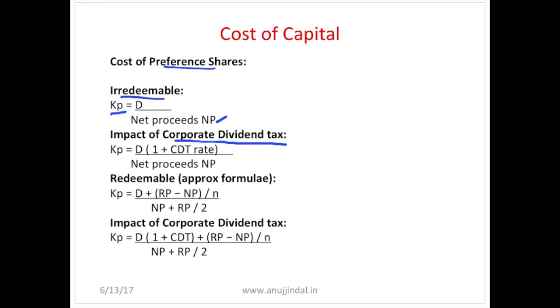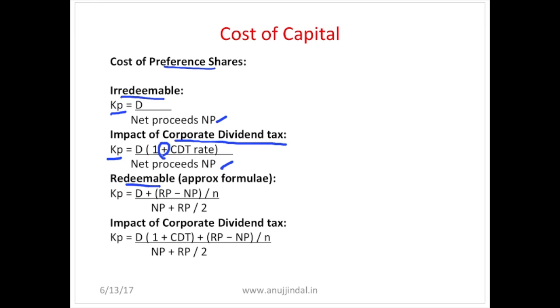This is very important because it was not asked last year in the examination, but this is a higher level of finding out cost of capital, and therefore it can be asked this year. So Kp, or cost of preference share, becomes D(1 plus corporate dividend tax rate). Rather than reducing by the tax rate, you add the corporate dividend tax rate in case of preference shares, wherein the impact of corporate dividend tax is to be taken care of, divided by net proceeds.